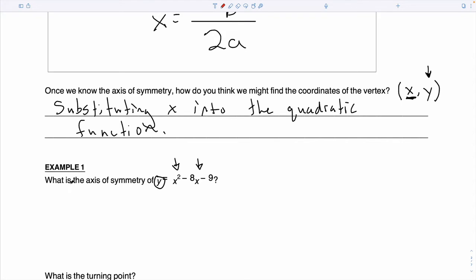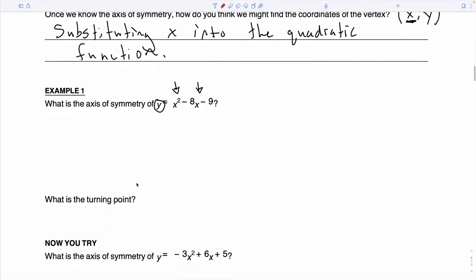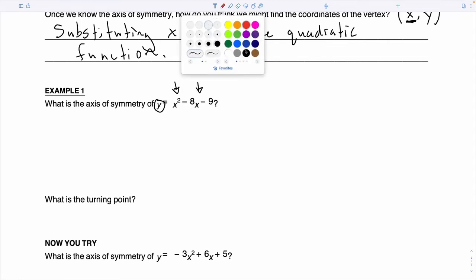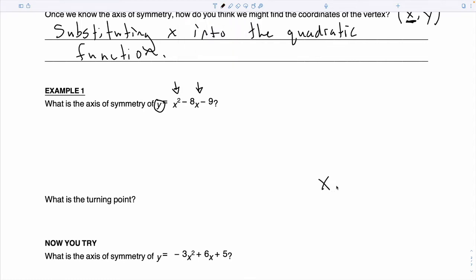Example 1. What is the axis of symmetry? Your goal is to get x equals some number. If you find x equals a number, you know that that line goes through the x-axis. That is our goal. That's what we're going for. Write that over here as our goal. Find x by itself. Then we're going to write your equation.